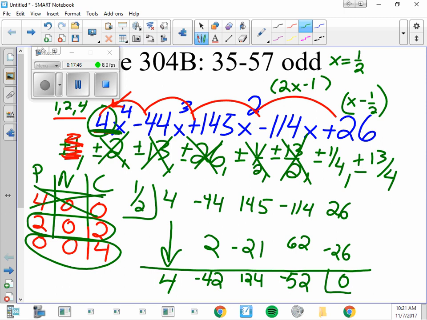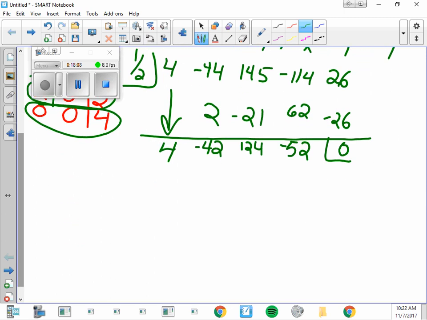But that's the trick with fractions. Whenever you do synthetic division with a fraction, so it's a 1 divided by 2, that 2 doubled the size of our coefficients. So we need to take those out. Right? We don't want that in there. We want to get rid of that 2. So we'll just simplify by dividing by 2. So we're going to now have 2, -21, 62, -26.